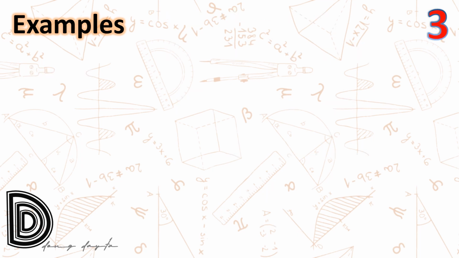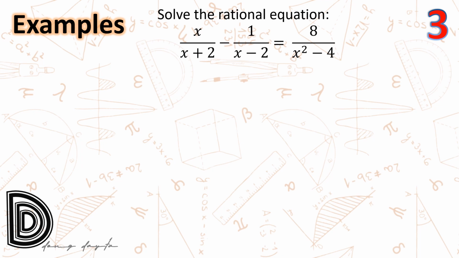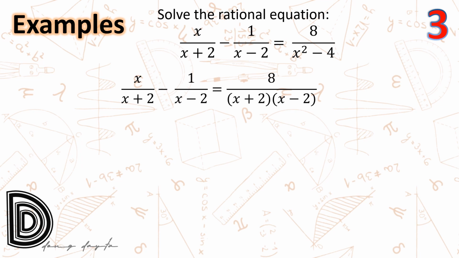Next, example number 3. Solve the rational equation x over x plus 2 minus 1 over x minus 2 equals 8 over x squared minus 4. Factor the denominator on the right hand side of the equation. We'll have 8 over x plus 2 times x minus 2 on the right hand side. So our LCD to get rid of the denominators is x plus 2 times x minus 2.